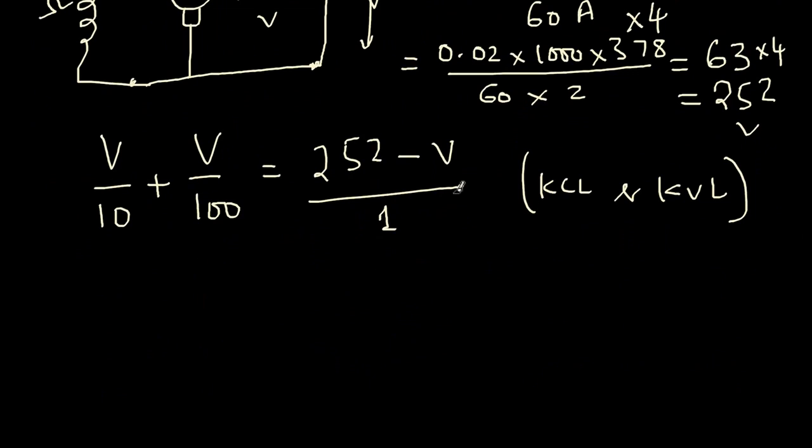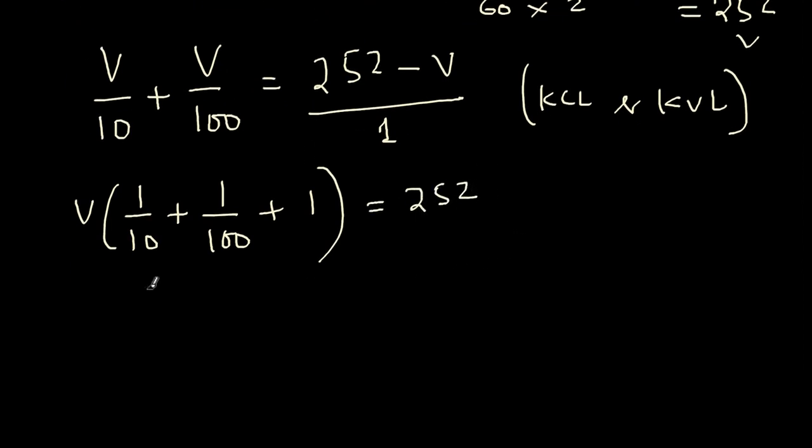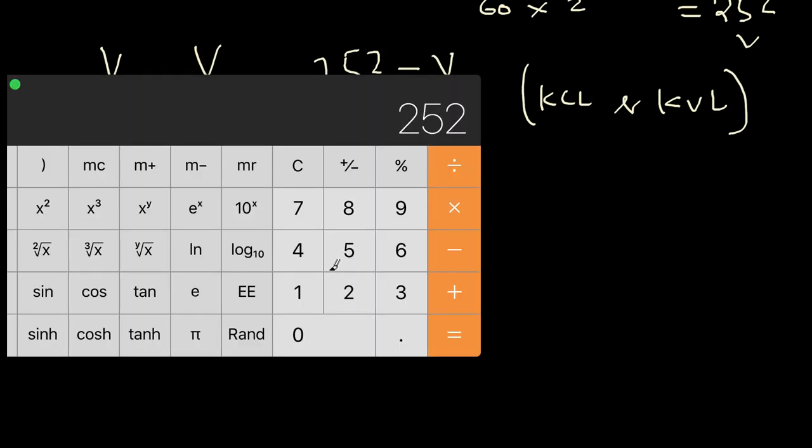This is one unknown and one equation, so I can find the value of V. Let's shift this V to the other side. Dividing by 1 I can simply ignore. So I'll get V into (1 by 10 plus 1 by 100 plus 1), and this minus V going to the other side becomes plus V, equal to 252. From this I can find V. Let's do that.